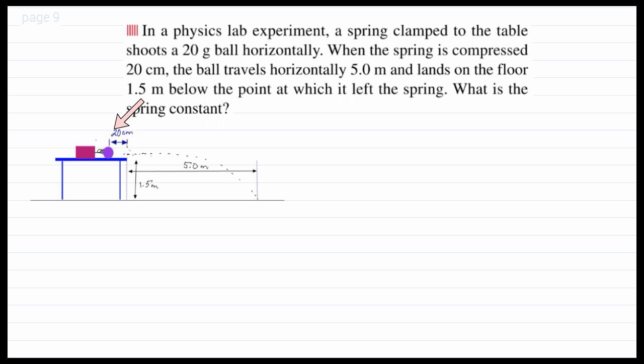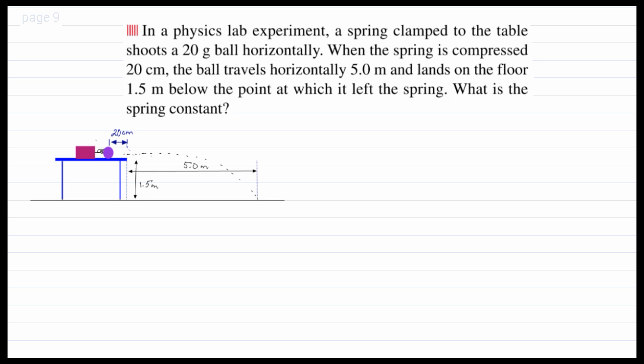The ball is released from rest, and the ball will accelerate to the right. It will get to the end of the table, and then it will be a projectile, and it eventually falls a distance of 5 meters away from the table. How are we going to solve this problem? Well, by the way, we're asked to solve for the spring constant.